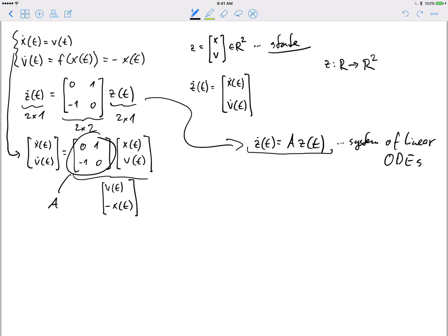And now the mathematical puzzle viewpoint is that I give you a matrix A, this matrix here. What I want you to do is to find a function z such that the derivative of z happens to be equal to this matrix A times z for every t. That's the deal here, and that really means finding the motion for all times, starting from time equals 0.